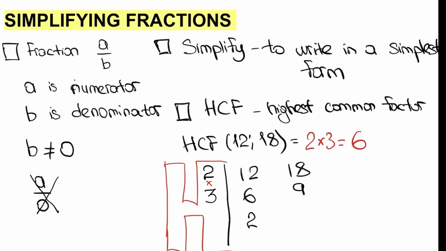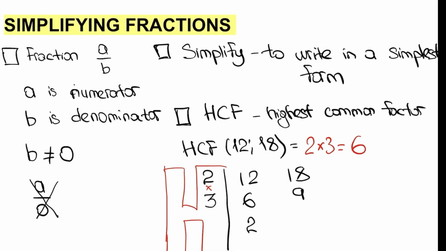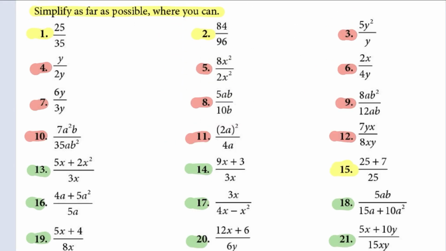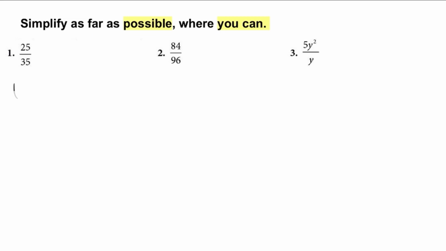The 3 things that we need to know to understand this topic better are the fraction, the meaning of the word simplify, and HCF, which is highest common factor. Now let's solve some examples. These are the questions for this topic. I will solve some of them. The rest you will try yourself.